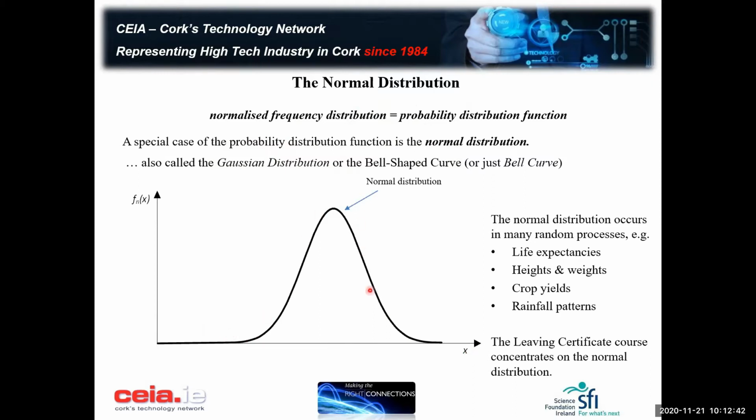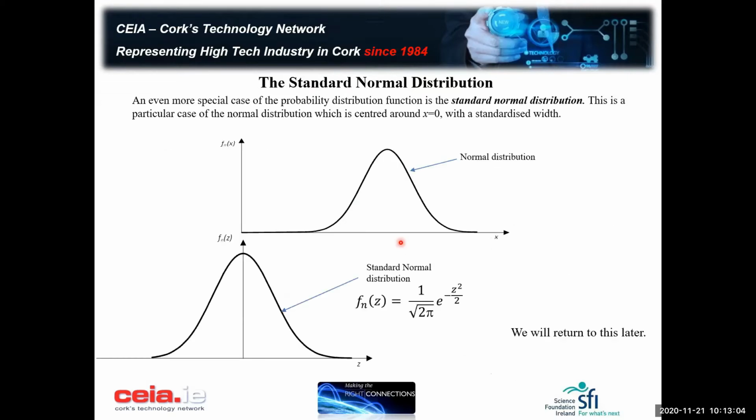So as you can see, it's approximately bell-shaped, and it occurs in many random processes. I've listed a few here, but it's almost universal. And it's the one that the Leaving Certificate course concentrates on. Now there's a special case of that normal distribution called the standard normal. And this is where you have a standardized size and width of that normal distribution, but it's centered around 0.